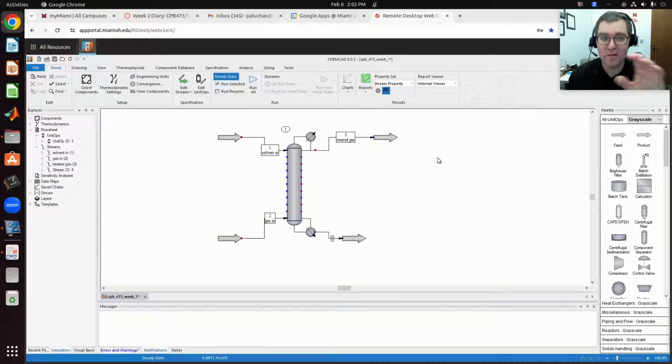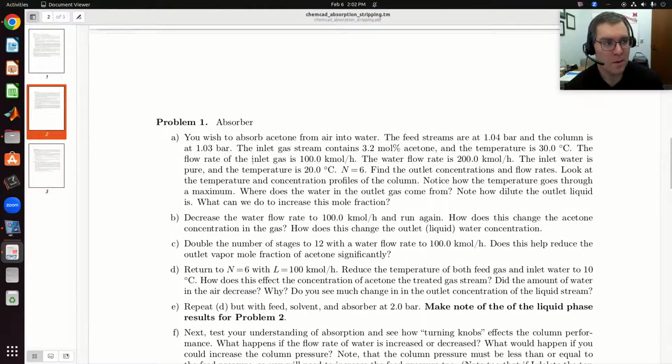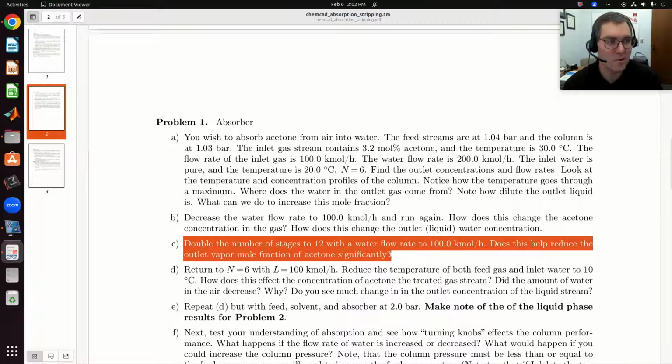Alright, hello, greetings. So I have opened the simulation that we put together in the last screencast. If I flip over to the problem statement, essentially last screencast we set up problem 1A, our first CHEMCAD simulation, looking at modeling an absorption process. What I want to look at here is just the subtlety associated with part C in terms of changing the number of stages.